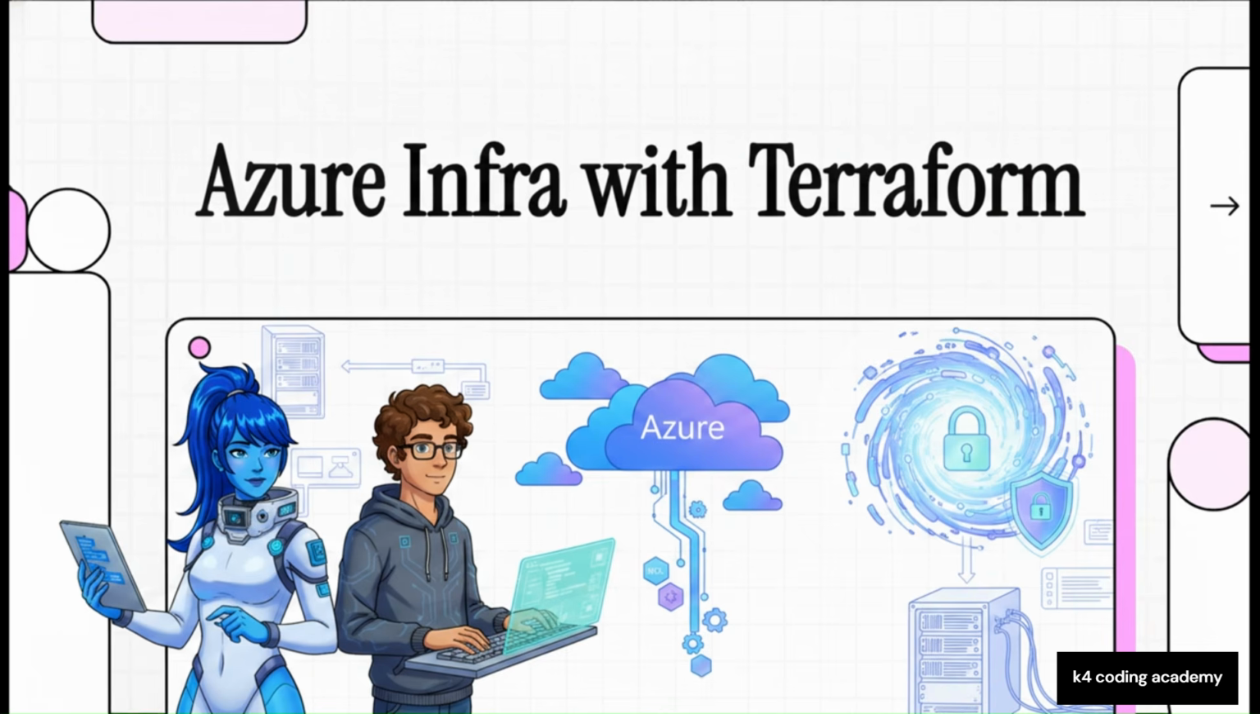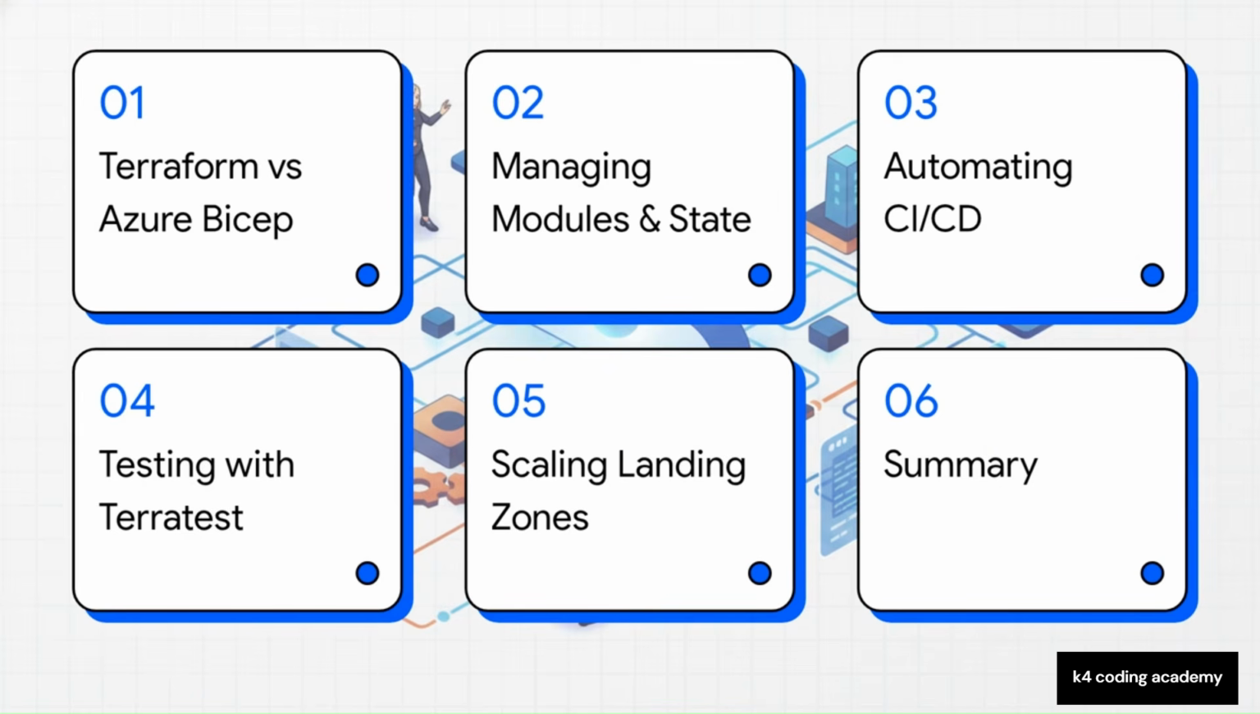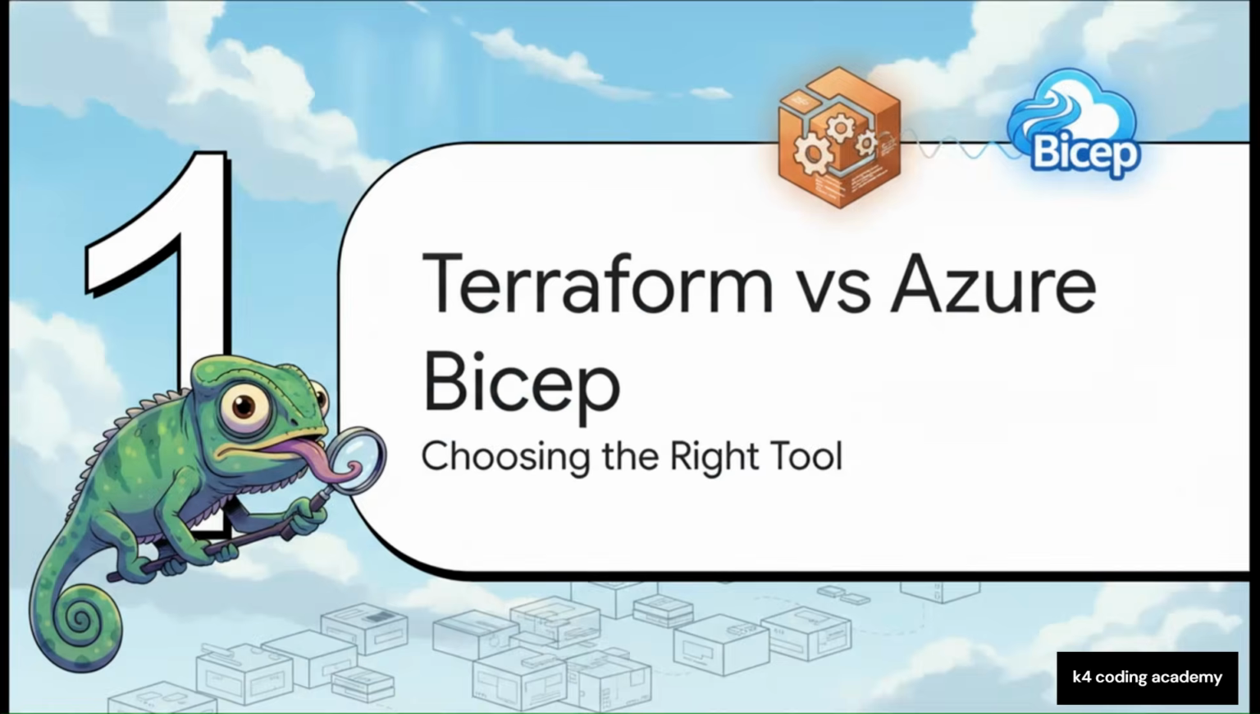Let's get into it. Okay, looking at our agenda today, we're taking a crawl, walk, run approach. First up, Terraform versus Azure Bicep, then managing modules and state, automating CI/CD pipelines, testing infrastructure with Terratest, scaling Azure landing zones, and finally, a quick summary. Section 1. Terraform versus Azure Bicep.